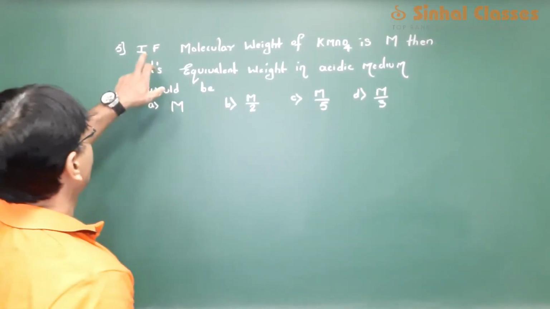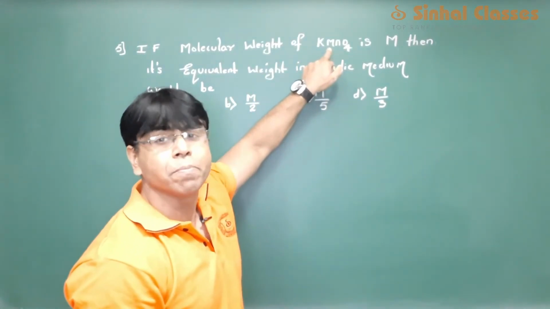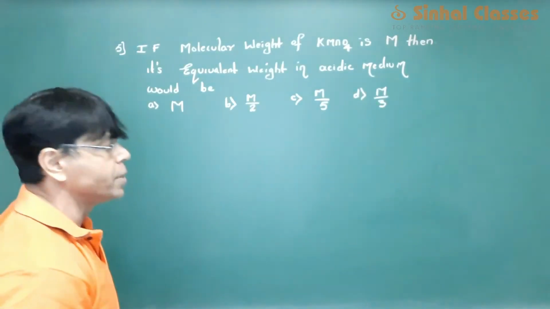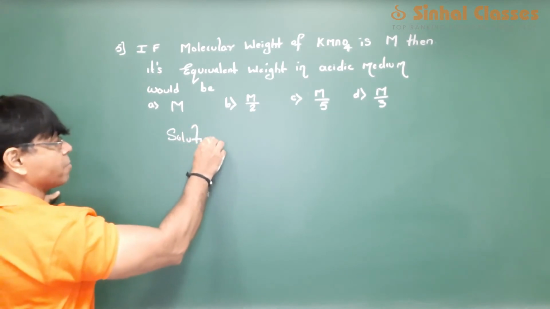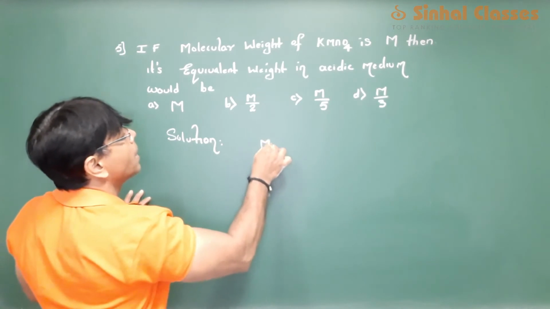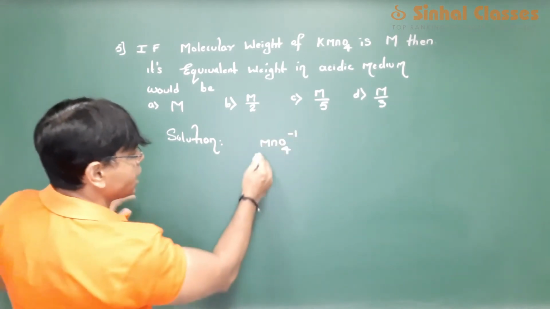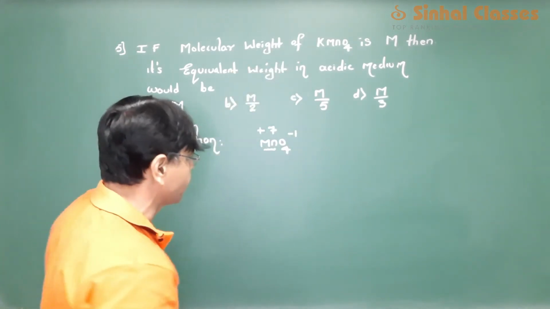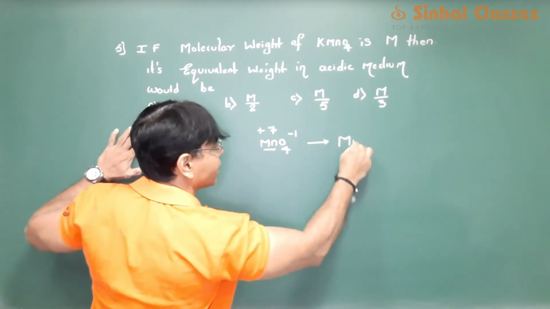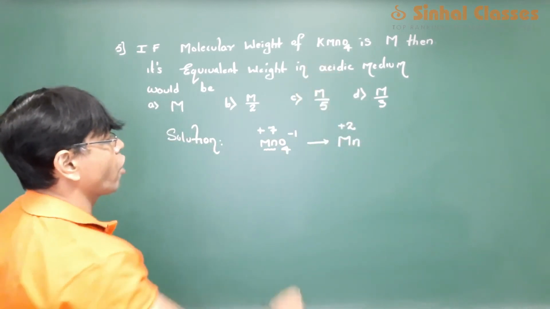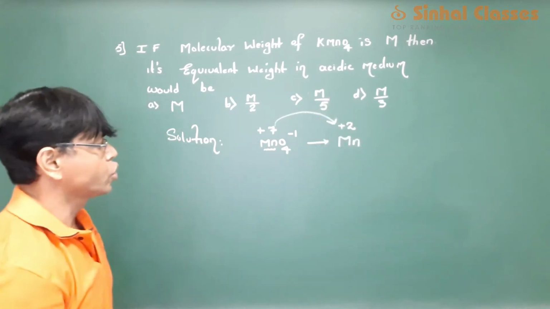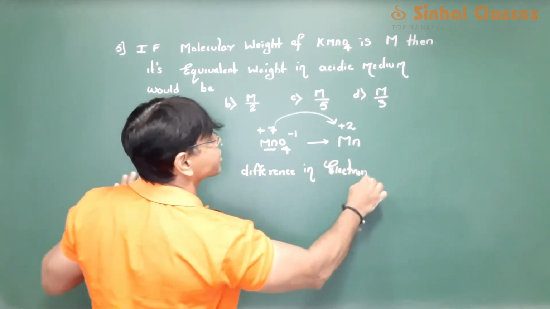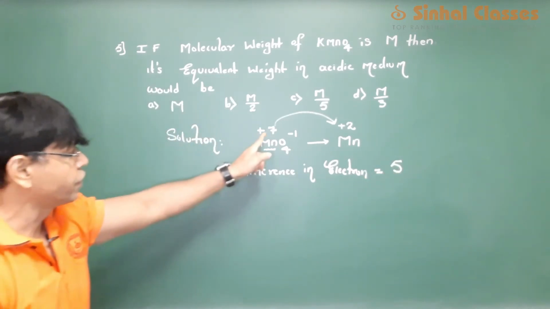Question number 5 says, if the molecular weight of KMnO4, potassium permanganate, is M, then its equivalent weight in acidic medium would be. Very interesting question. Now you want acidic medium. We all know in MnO4 minus 1, the oxidation state of Mn is +7. In acidic medium, from +7 it changes to +2. So the difference in electron is equal to 5. 7 minus 2.